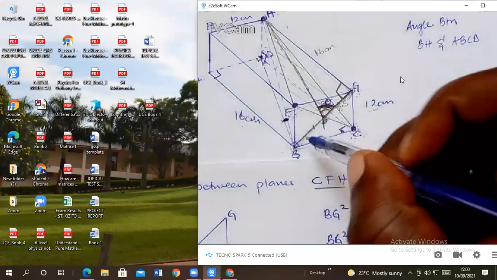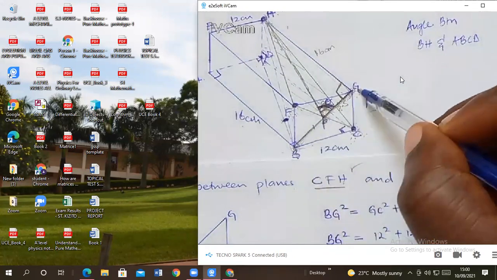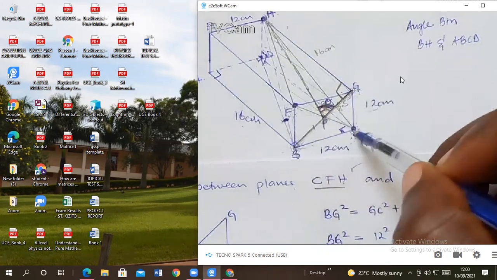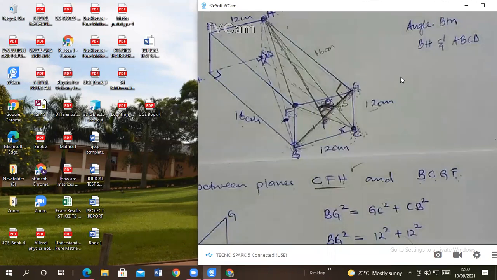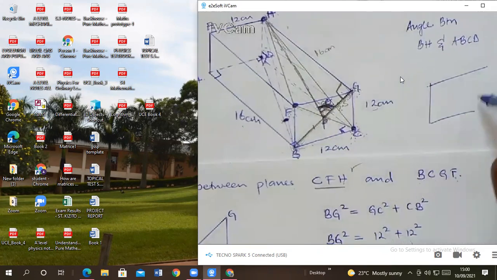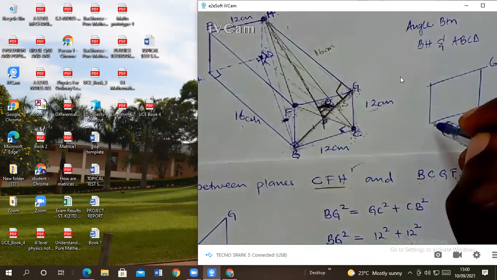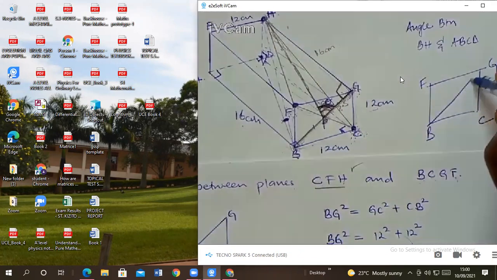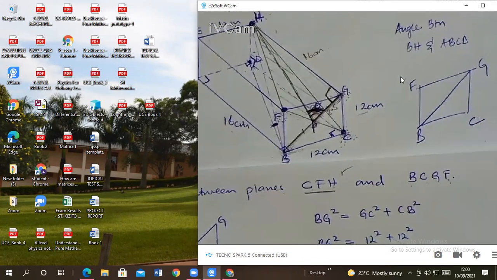So do you agree that line big D is on the plane BCDF? Do you agree? Yes. If I have BCDF here like this, G is here, B is here, C is here, F is there. Big D is there. It's like that, isn't it?